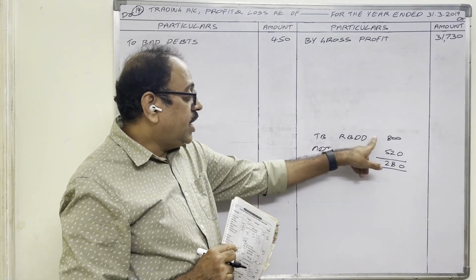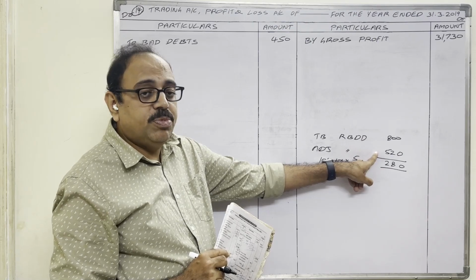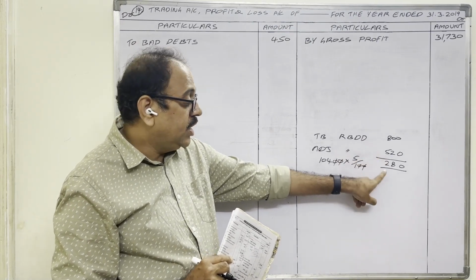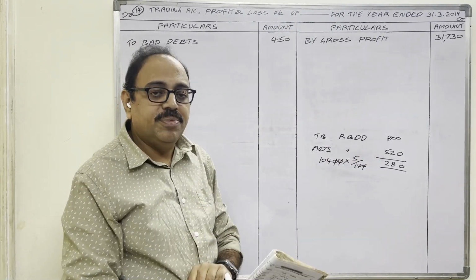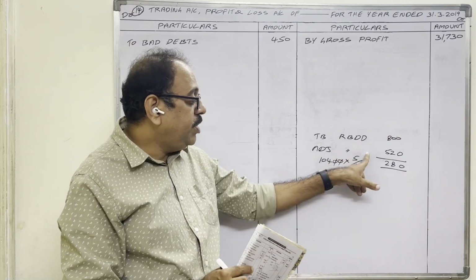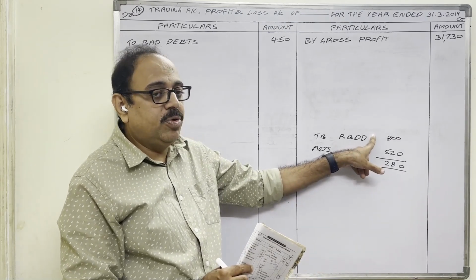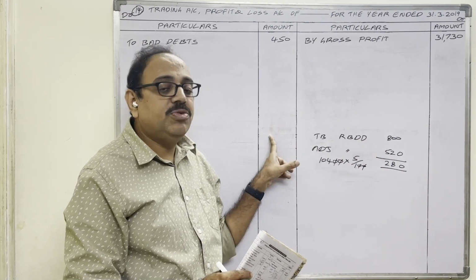See, if the trial balance amount is more than the adjustment amount, in that case the difference amount we should write on the credit side. If the adjustment amount is more than the trial balance amount, then the difference we should write on the debit side.